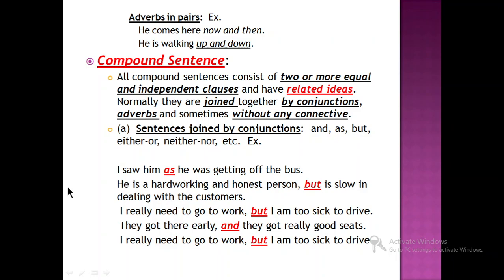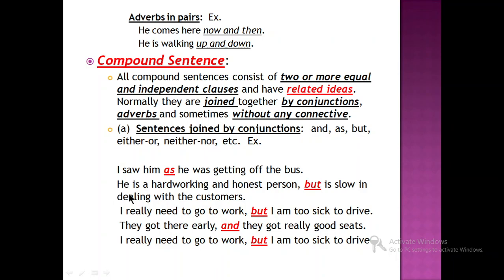He is hardworking and honest person, but is slow in dealing with the customer. यदि मैं यहाँ पर बोलूँ he is slow in dealing with the customer, will that be not right to make the sentence? Yes, this is an independent sentence. This is a completely independent sentence. But this too is an independent sentence. Both the sentences are independent, but showing a related idea. इस वजह से ये compound sentence बनता है.